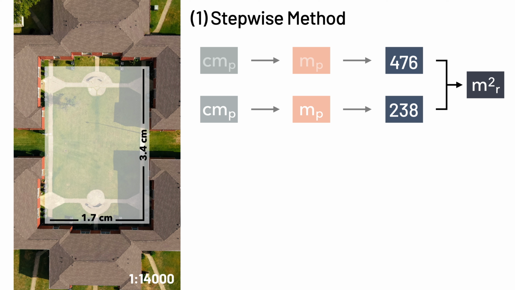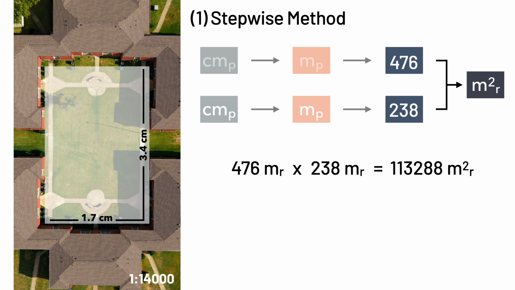Now, with both sides, we can calculate the area of the lot in meters squared. By multiplying both sides, we get an area of 113,288 meters squared in reality. Great work! But that's not the most friendly number.